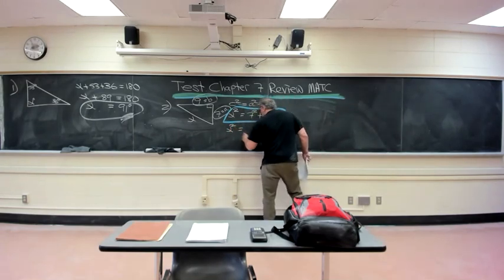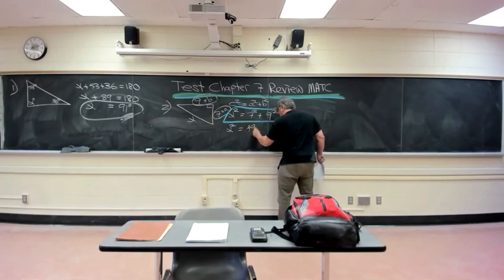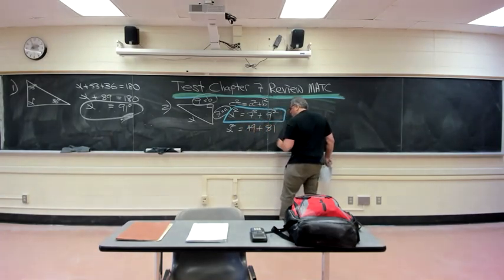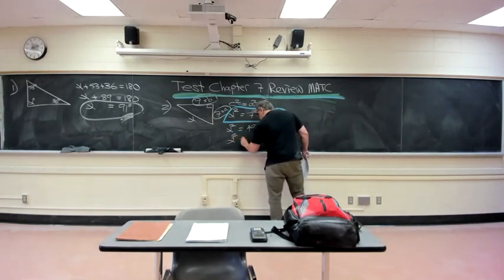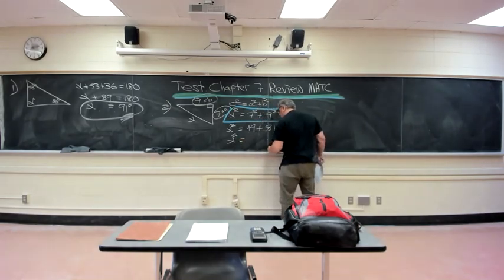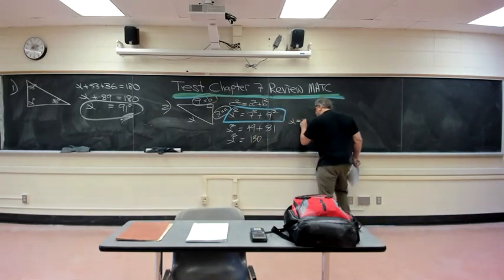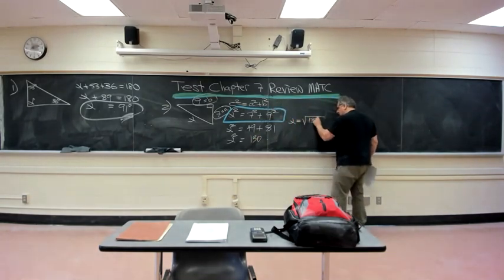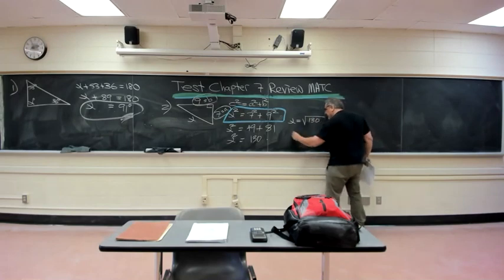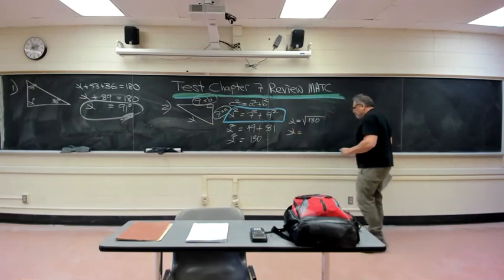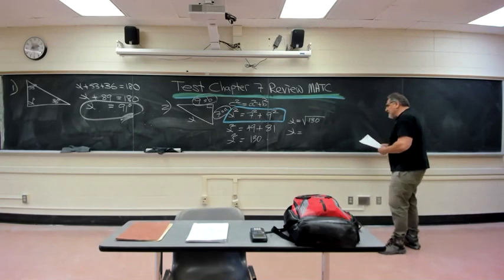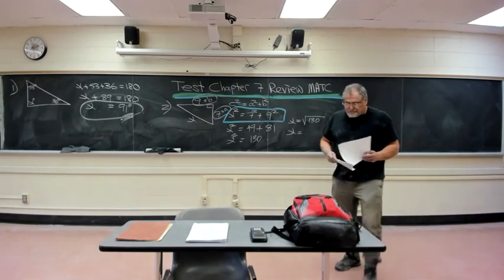X squared equals, that's 49, that's 81. Add them together, I guess, right? And when you do so, you get 130. Get the square root of both sides. There's a number of ways you can work this, and how this all plays out. Don't want to quite go there, but let's see what they're given.